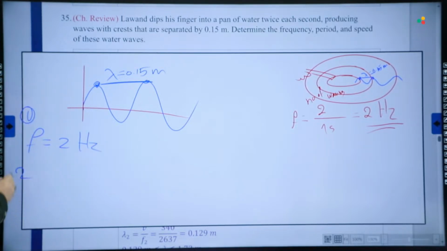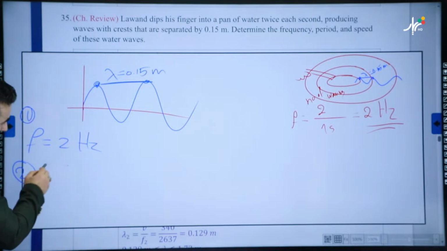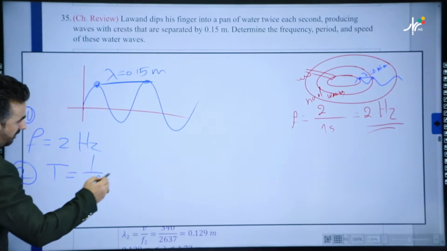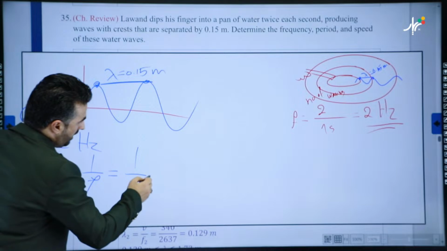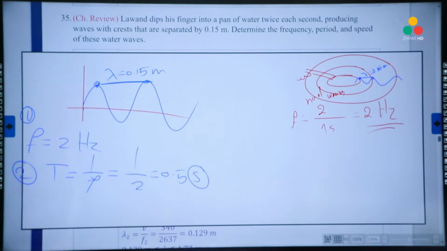Now, what about the second one? The second one says find the period. Of course, if we know the frequency, we can find the period. Period equals 1 over the frequency, so 1 over 2, and of course that is 0.5 seconds. Very good. And then the third one says the speed of these waves.